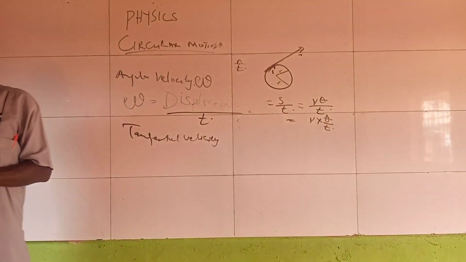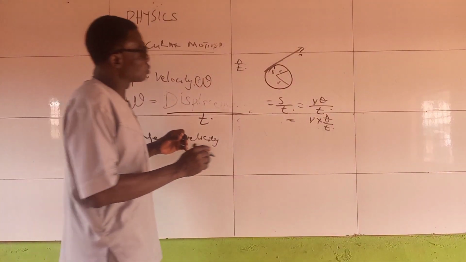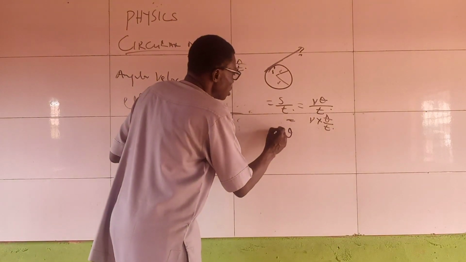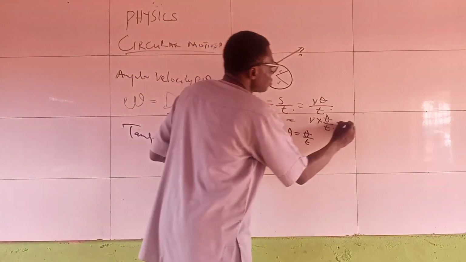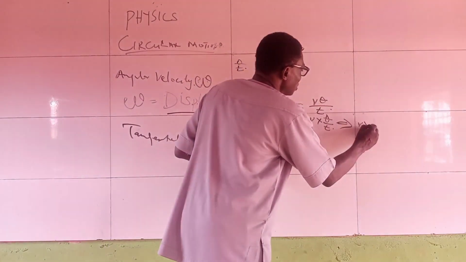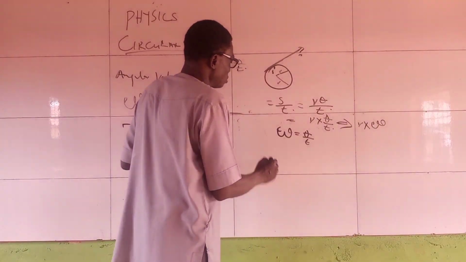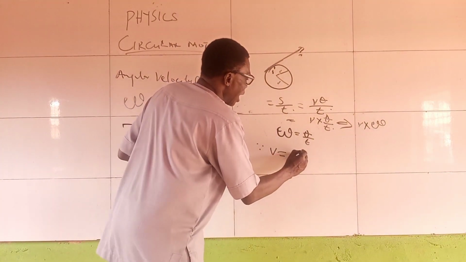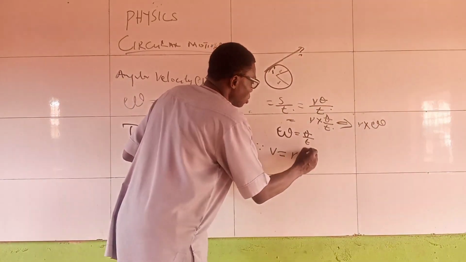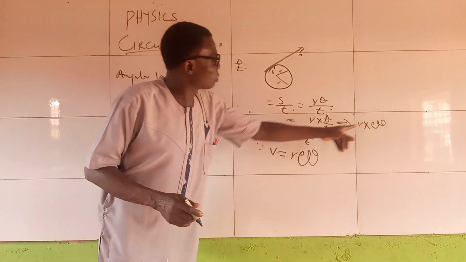So this gives us R times theta over T. And we are told that our angular velocity mu is equal to theta over T, which means this gives us R times mu. Therefore, tangential velocity V is equal to R mu.